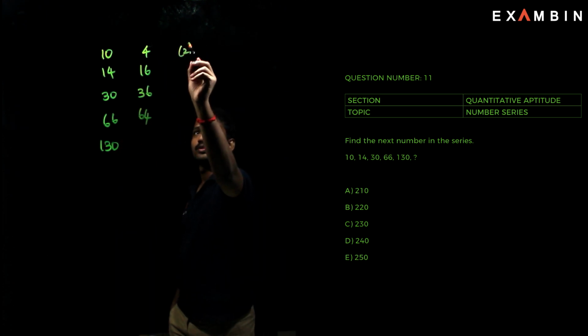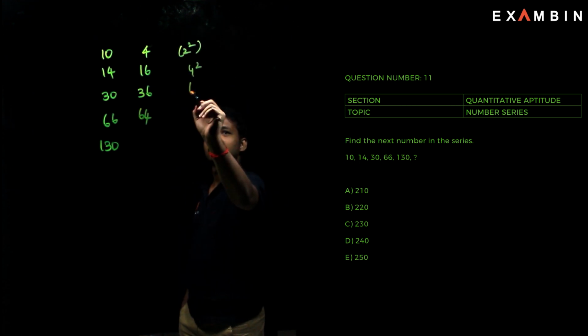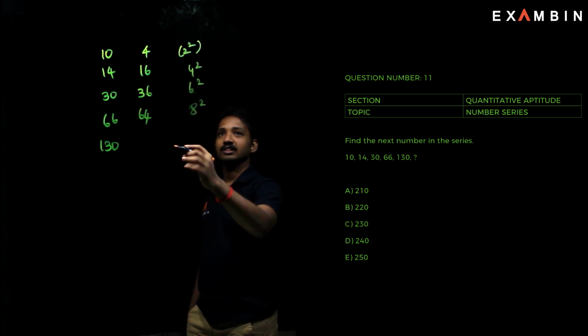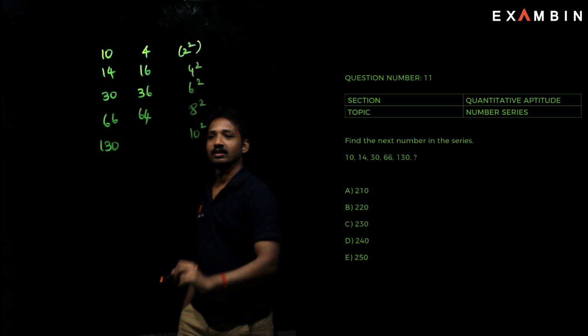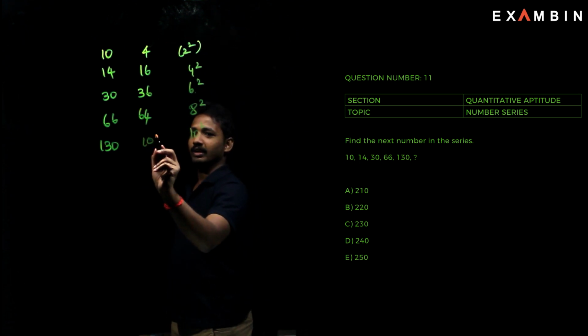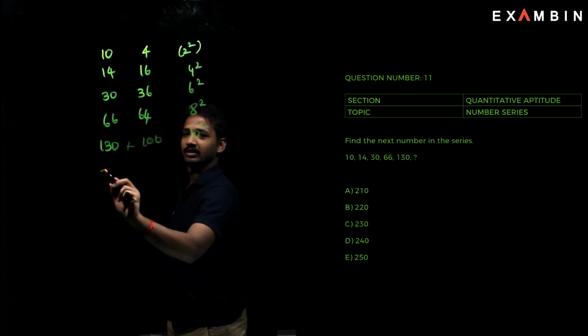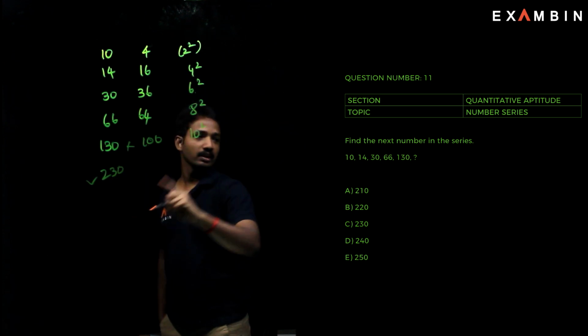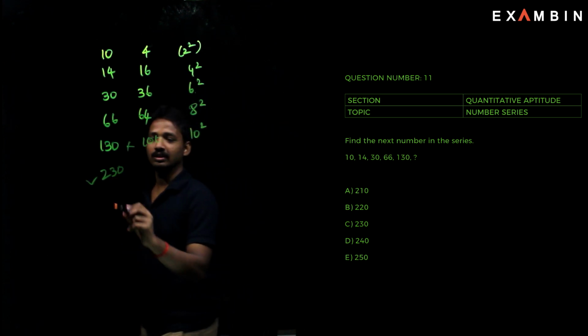4 is 2 squared, 16 is 4 squared, 36 is 6 squared, 64 is 8 squared. So the next number would obviously be 10 squared. So here we need to add 100. 100 plus 130, 230. Look for 230 in the options. C, 230 is the right answer.